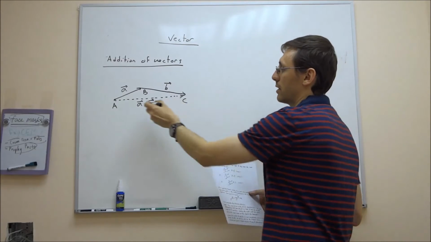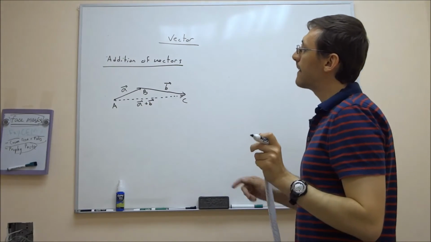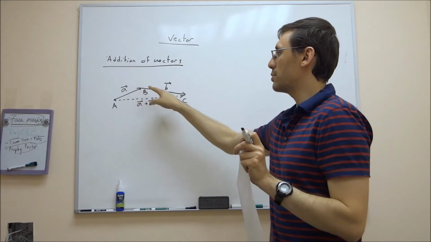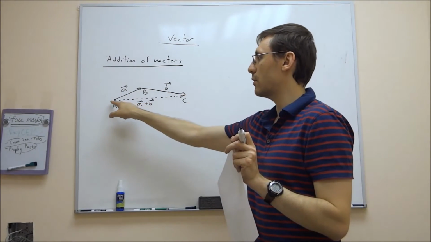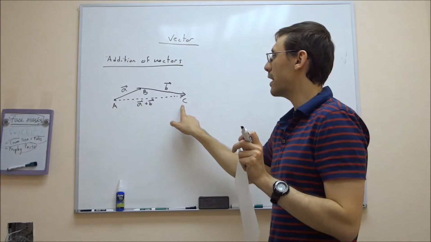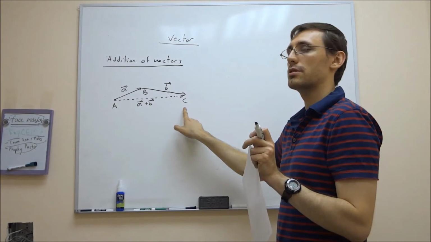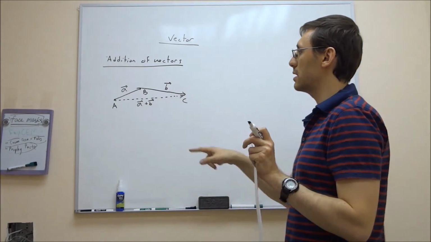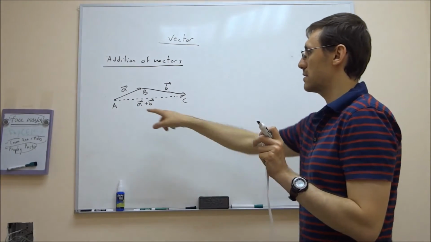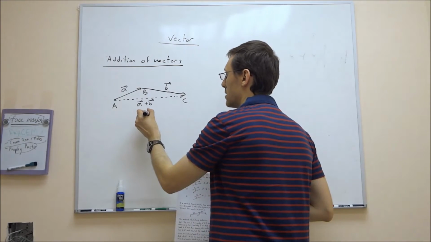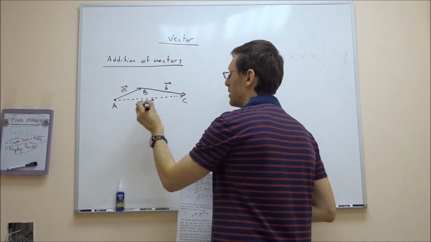That should be our vector A plus B. It is, in other words, the displacement. The displacement doesn't keep track of how you shifted positions, it only keeps track of your initial position and your final position. It points from your initial position to the final position. So the displacement here is just the vector A plus B, which is this vector from A to C. It completes the triangle.